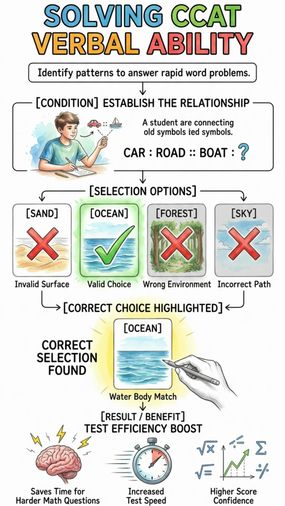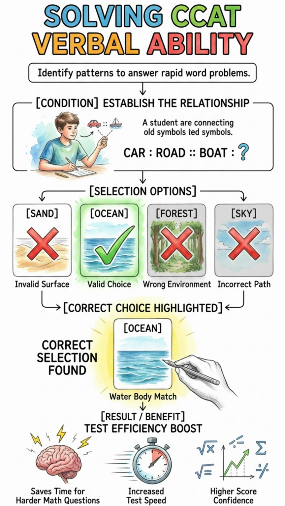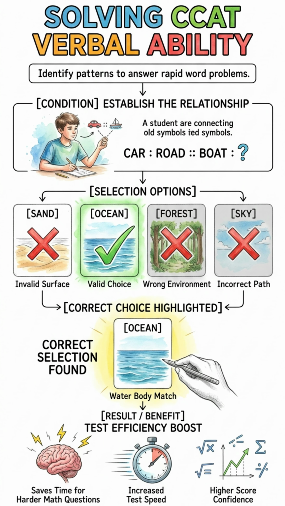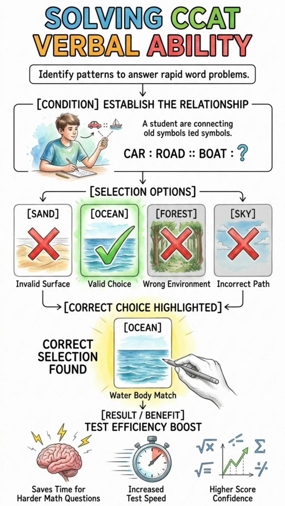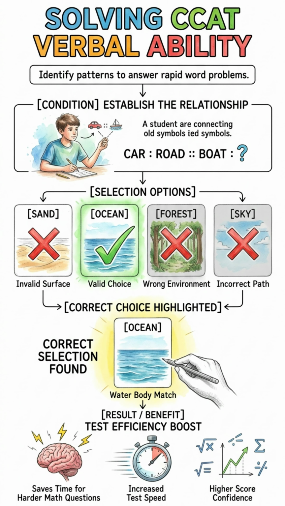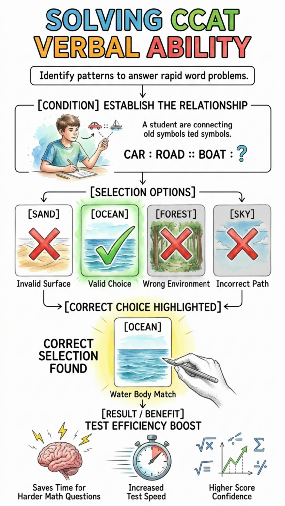Welcome to the second section of our course, where we will focus on mastering CCAT verbal ability. In this lesson, you will learn how to quickly solve vocabulary challenges, decode word relationships, and analyze logical statements. This topic is highly important because verbal questions can be answered in just a few seconds if you know the hidden patterns, saving you massive amounts of time for the harder math questions. I am thrilled to show you these simple language tricks so you can confidently tackle any word puzzle they throw at you. Prepare yourself to unlock the logic behind the language and dramatically increase your testing speed.